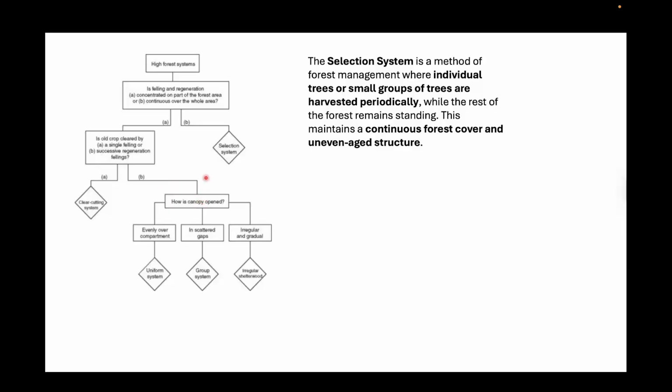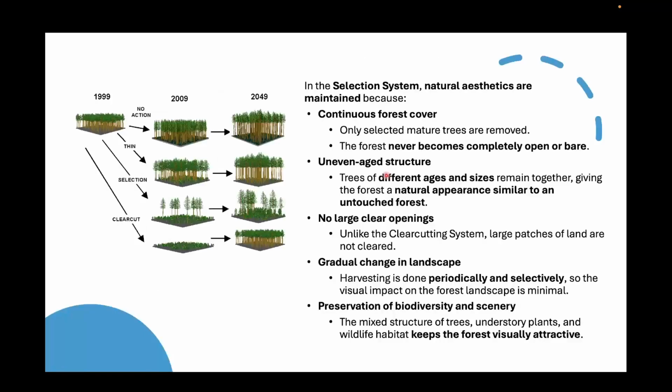Then we ask the question, how is a successive regeneration felling carried out? How is the canopy opened? Evenly over the compartment, then it is a uniform shelterwood system. In scattered gaps, it is a group system, or irregular and gradual, which is an irregular shelterwood system. But in the selection system, the whole felling and regeneration process is continuous over the whole area of the forest, and small groups of trees are harvested periodically over the whole forest, while this maintains a continuous forest cover and uneven-aged structure.